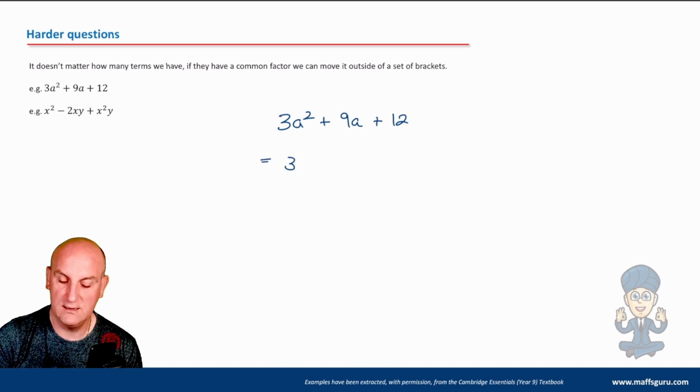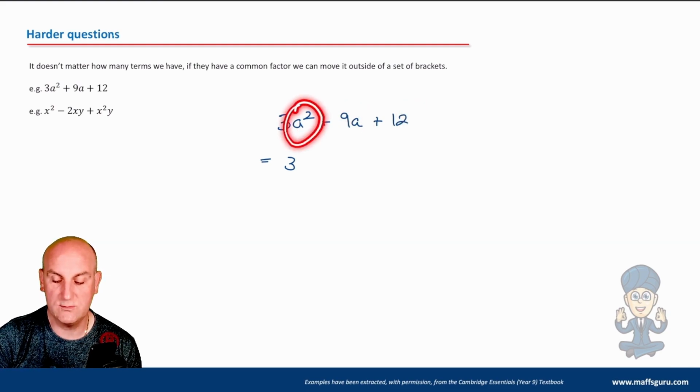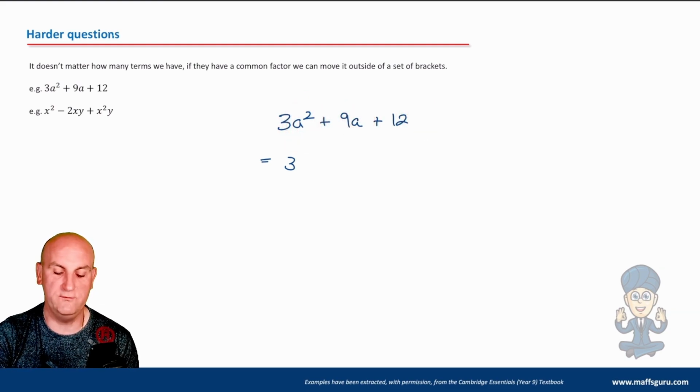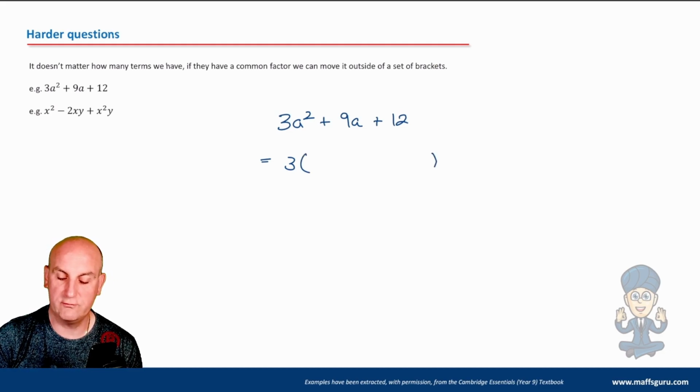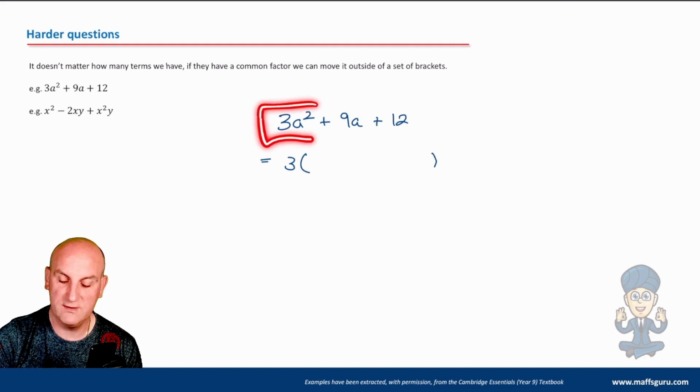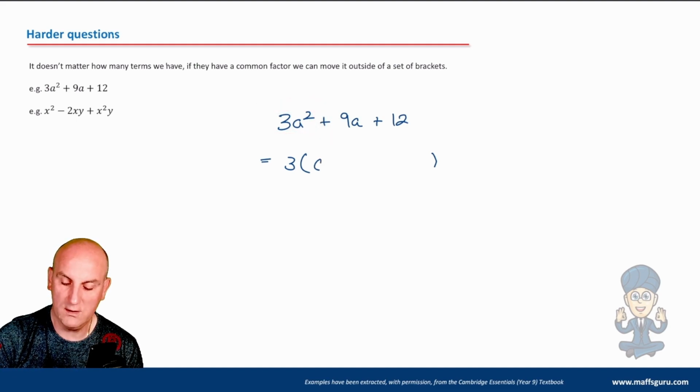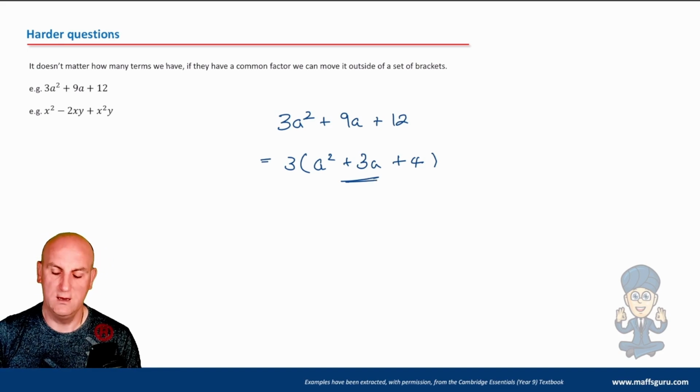So I'm going to write 3. Are there letters in every single term? Nope. We've got an a squared and an a, and that doesn't. So I can't move any of the letters out. I'm just going to deal with the numbers. Right. So 3 times what gives me 3a squared? Well, it would have to be a squared. 3 times what gives me plus 9a? That would have to be plus 3a. And 3 times what would give me positive 12? And that would give me positive 4. Ka-ching!